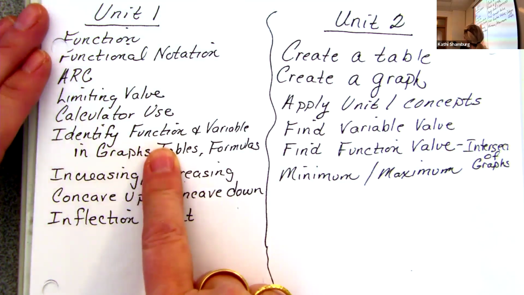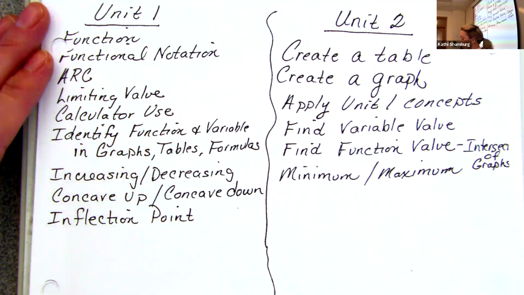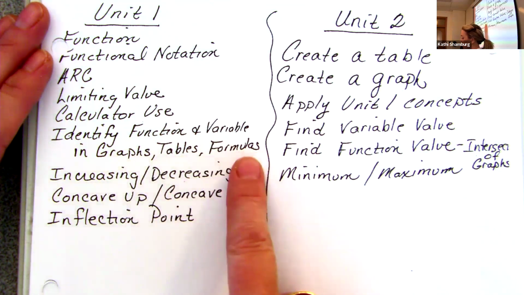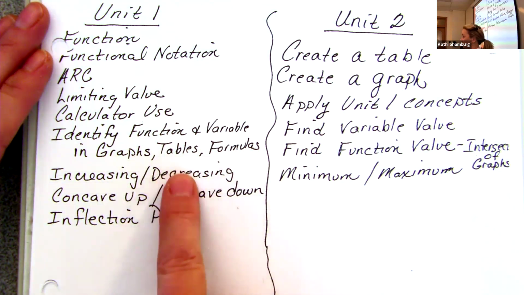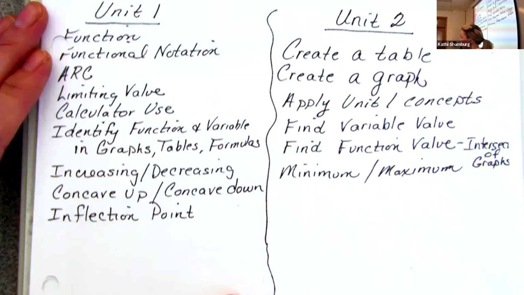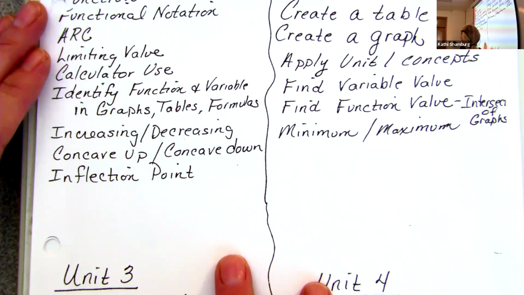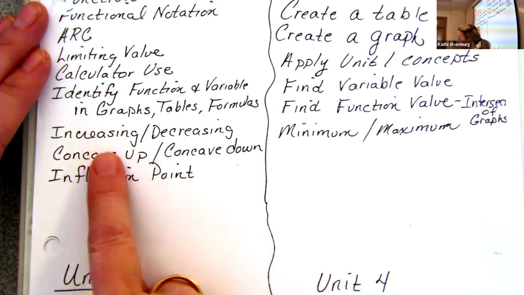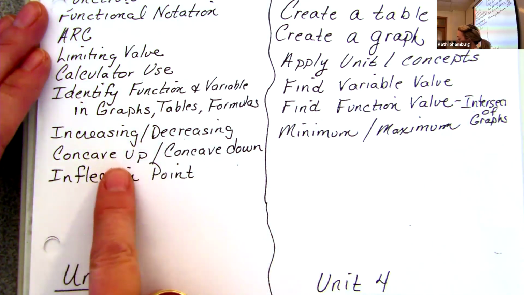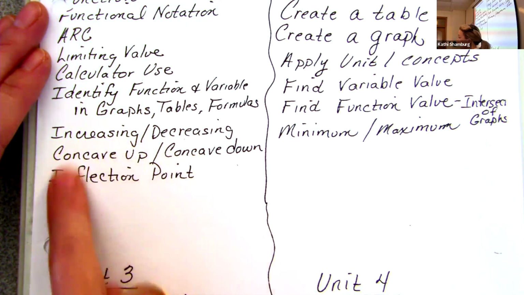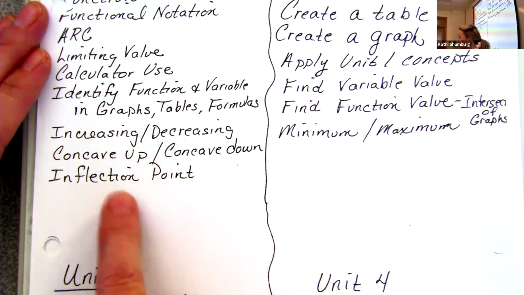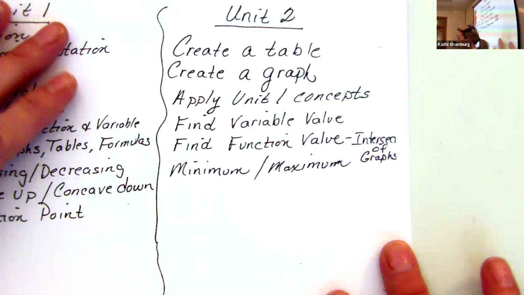One of the things that I harped on all semester was being able to identify and define the function and the variable. We've done graphs, tables, and formulas. We have not done tables in a while. We're going to look at one of those today, so you'll want to be practicing on that. And then whether the function is increasing, decreasing, concave up, concave down. We talked about an inflection point. We'll talk about that today.